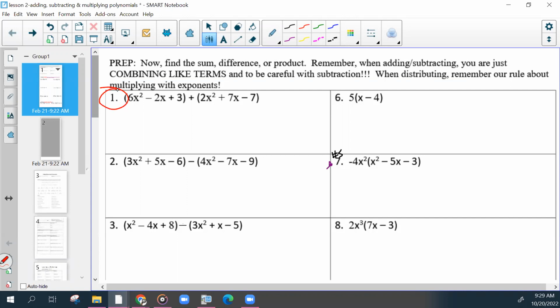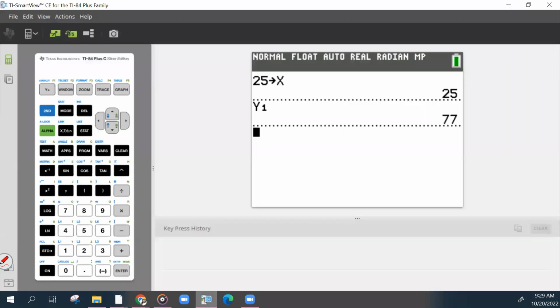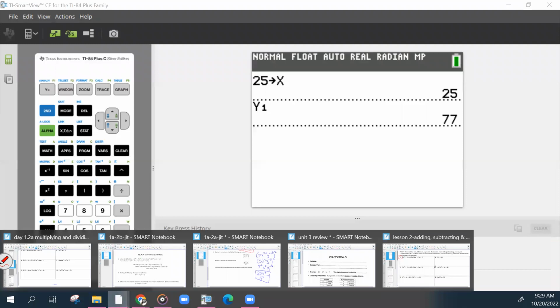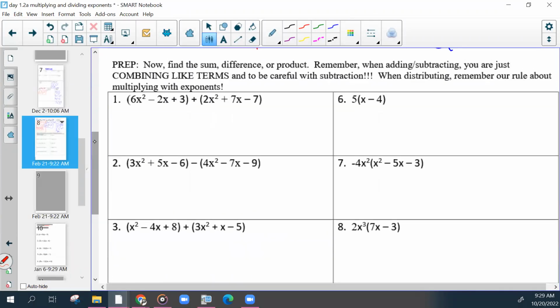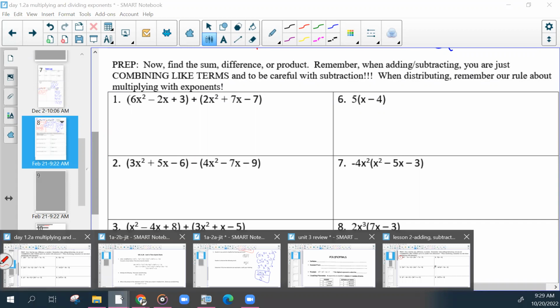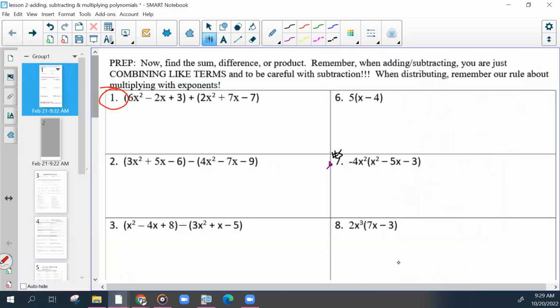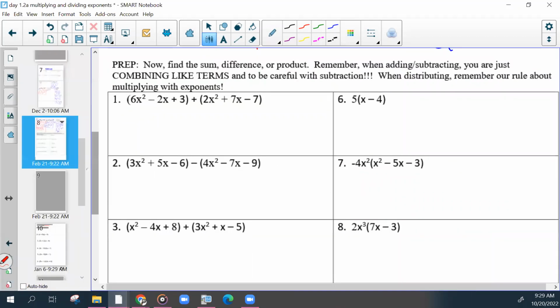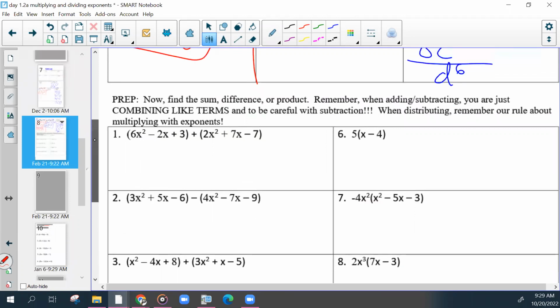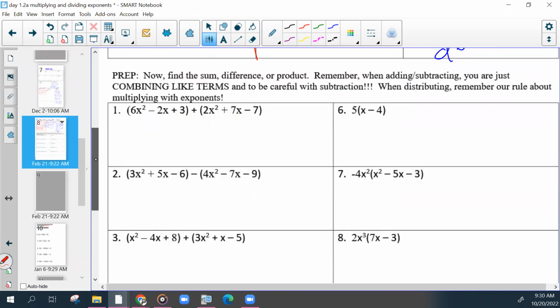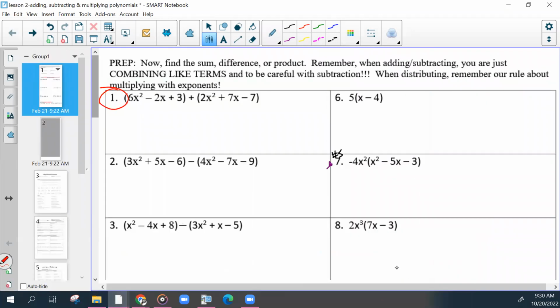Kendall, which one were you going to ask for? Oh, no, okay. That might actually be the exact same problem, but let's see. Yes, I'm pretty sure it is. 6, 2, 3, 2, 7, 7. So whether you do number 1 on either set, they're the same.